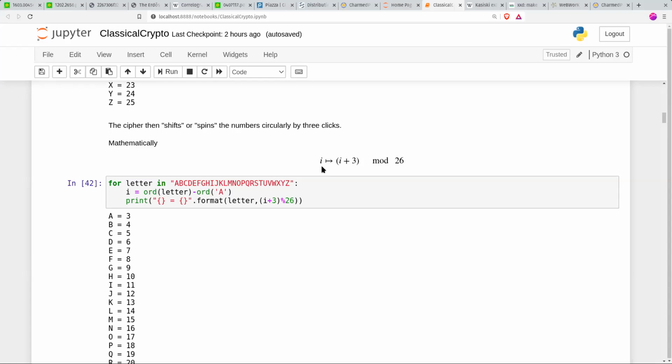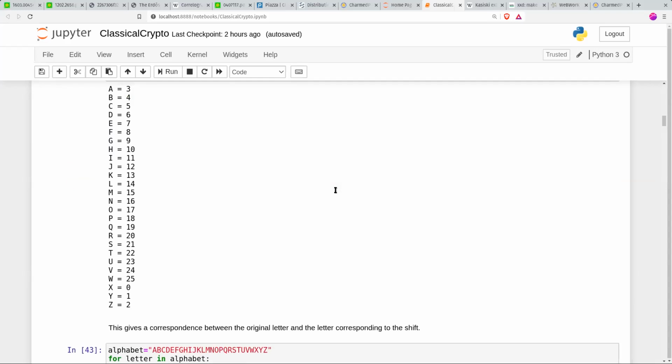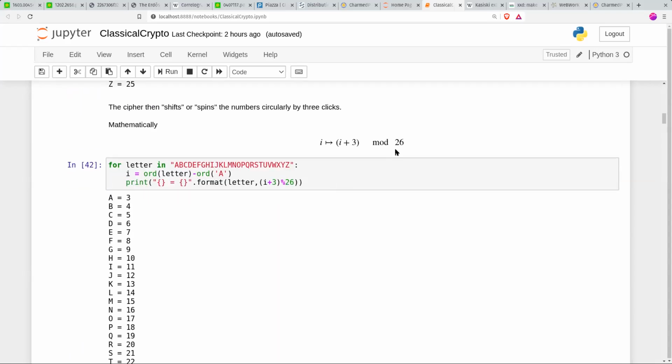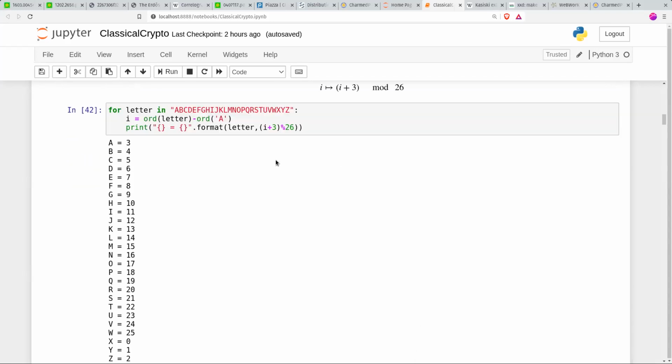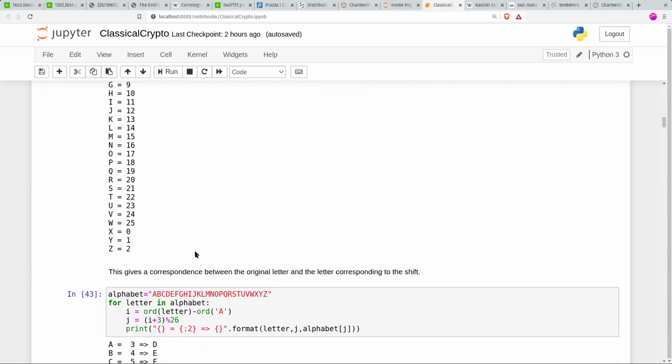So the index is going to the index plus 3 mod 26. That means the remainder when you divide by 26, right? So if you add 3 to 25, then you get 28. But the remainder when you divide 28 by 26 is 2. So that means Z is 2.